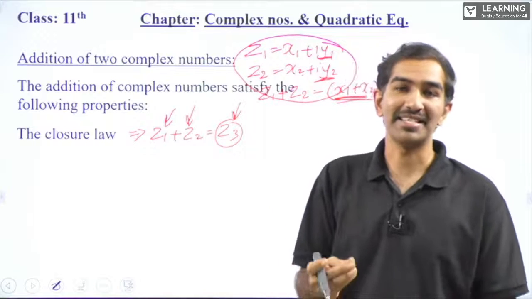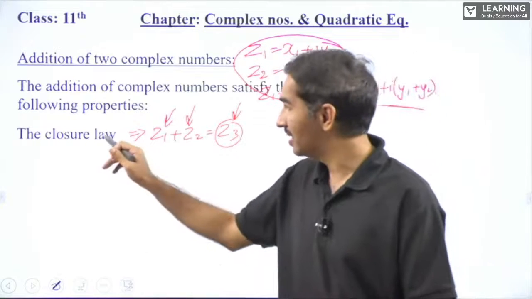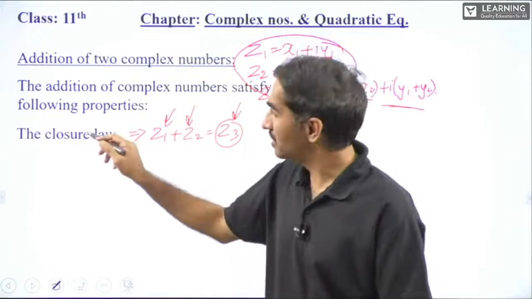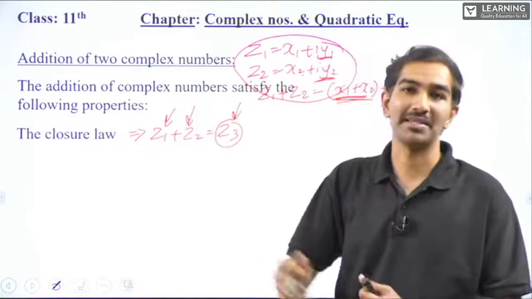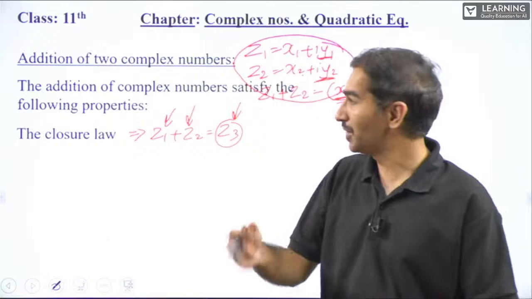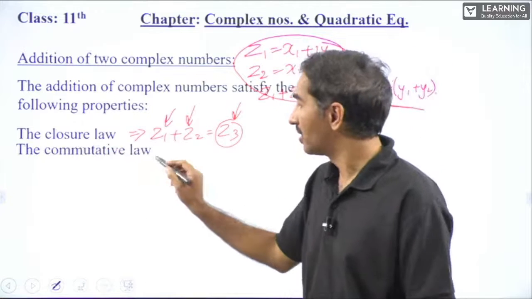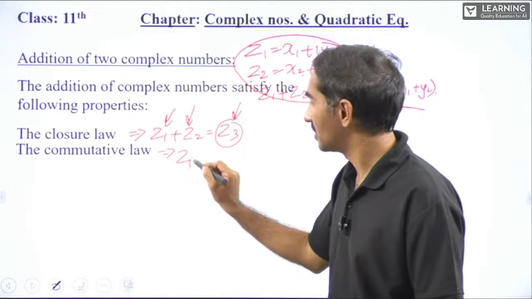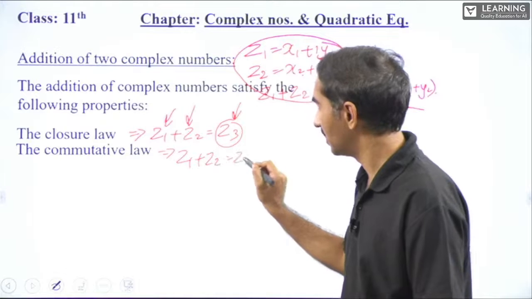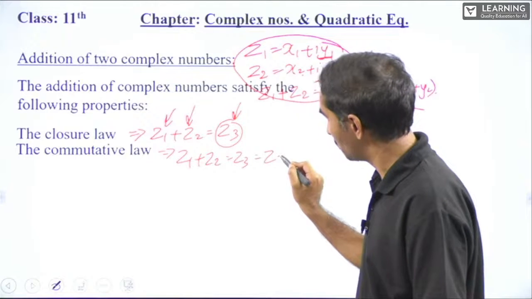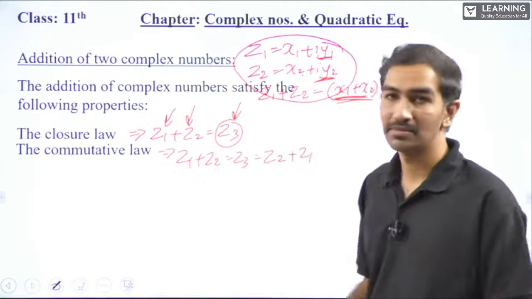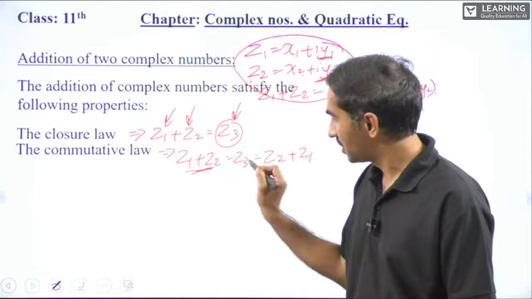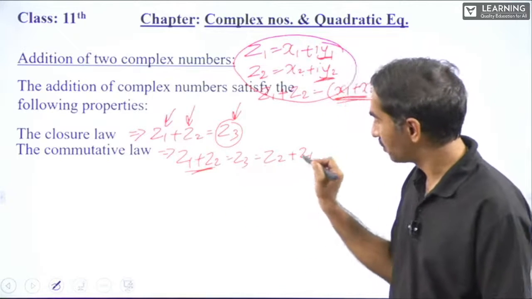So this law is called what? This law is called closure law. This closure law is being satisfied by addition of complex numbers. Got it? Moving on to the next one. Commutative law. Commutative law is nothing but like this, students. If z1 plus z2 is equal to z3, then z3 is equal to z2 plus z1 as well. Correct? z1 plus z2 is equal to z3, then z3 is also equal to z2 plus z1.